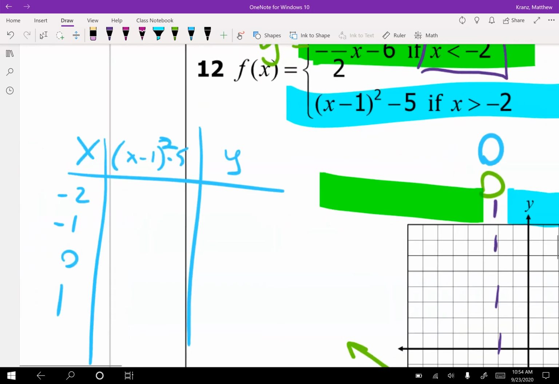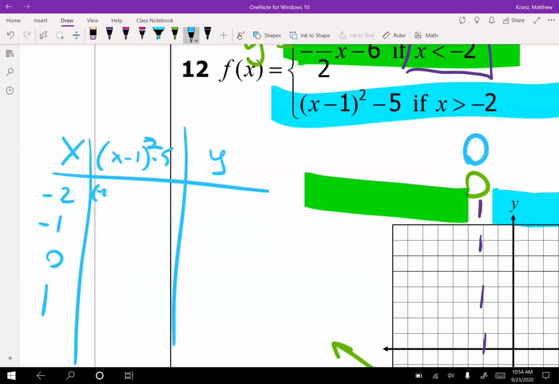Make this bigger. This will give us negative 2 minus 1, all squared, minus 5. Negative 2 minus 1 is negative 3, squared is 9, minus 5, which is 4. All right, so that's that one.